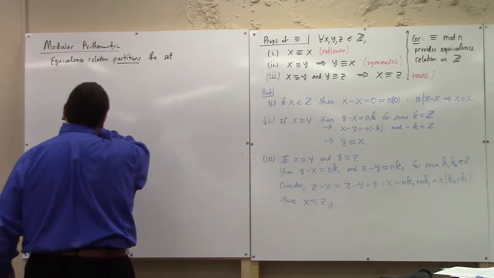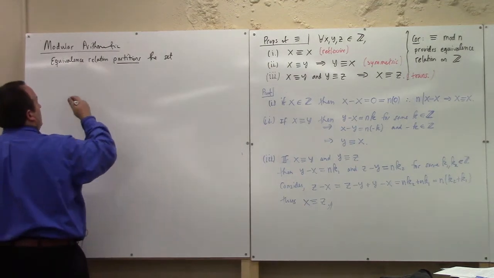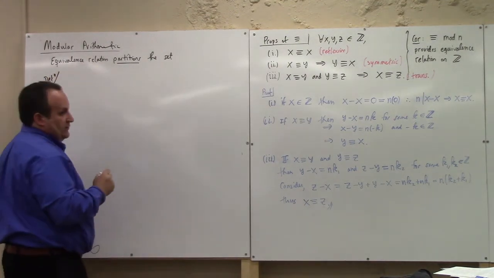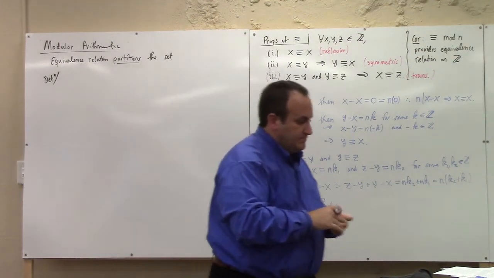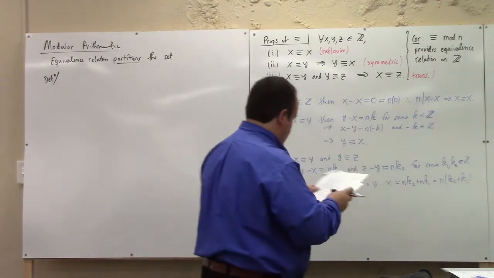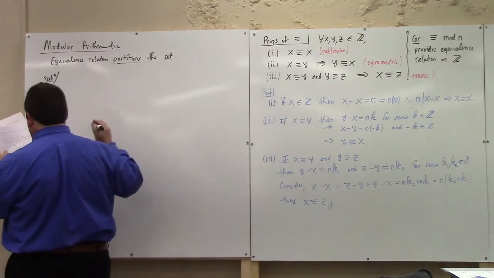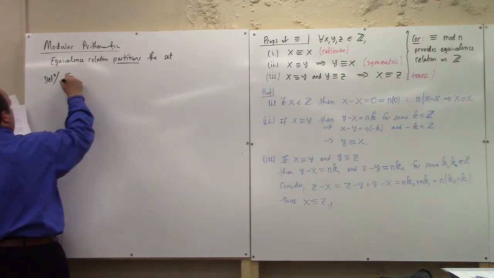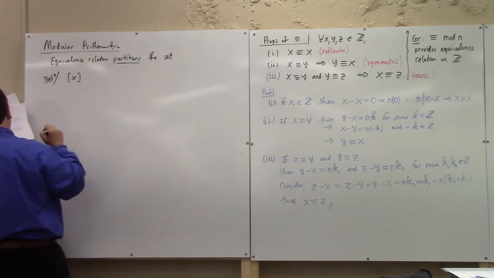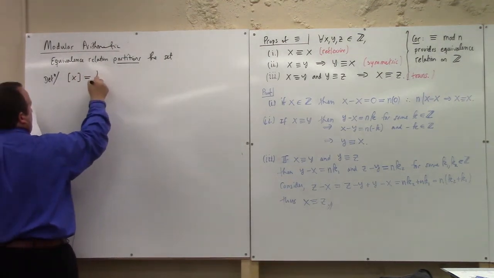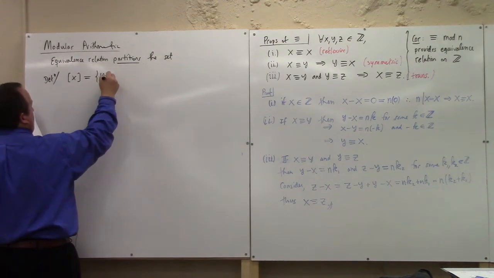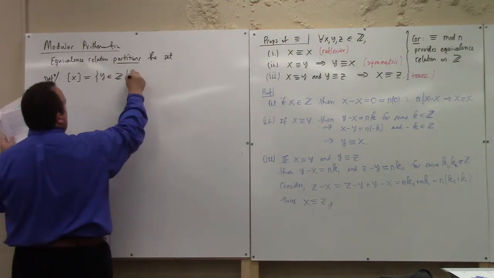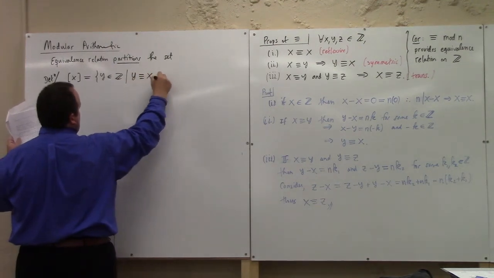So what's the equivalence class? What is an equivalence class? So here it is, the notation I'll use for the starting point here, bracket x like that. So what you're looking at here is y in the integers such that y is congruent to x mod n.